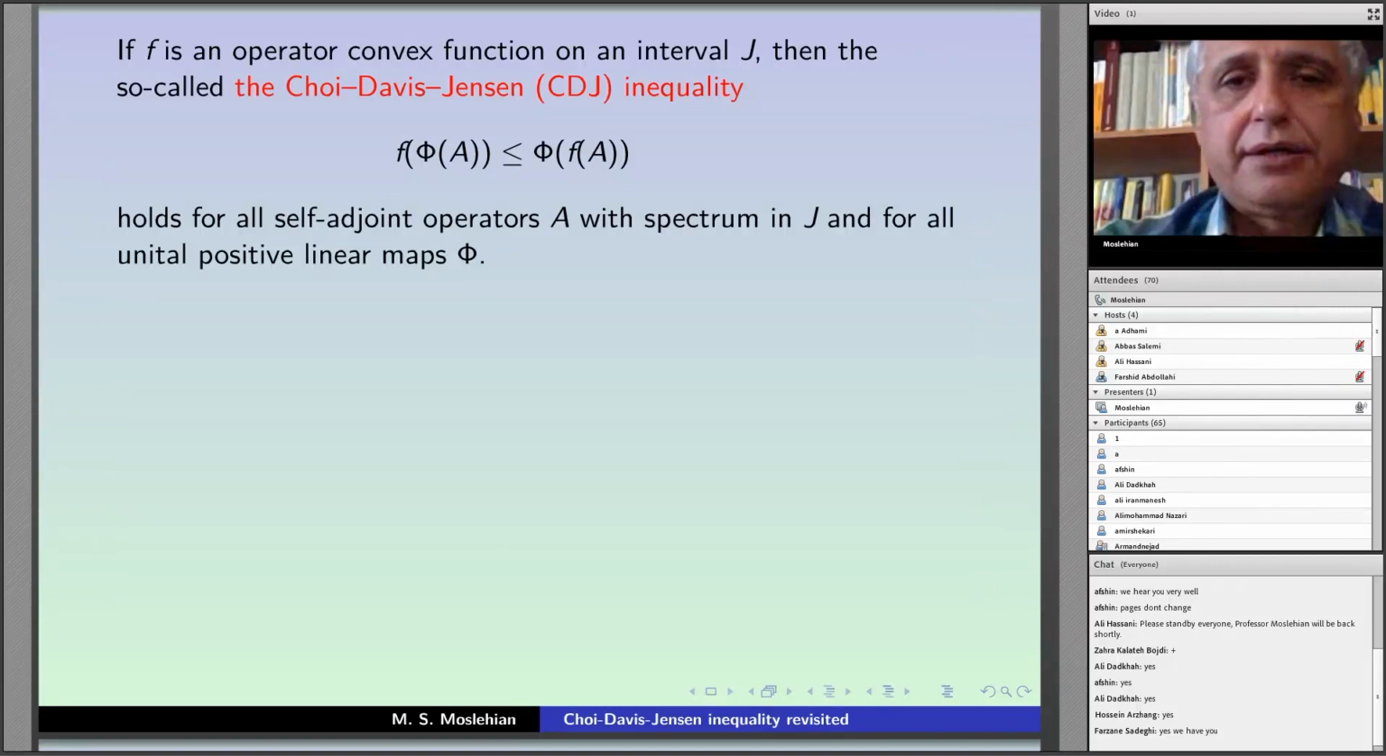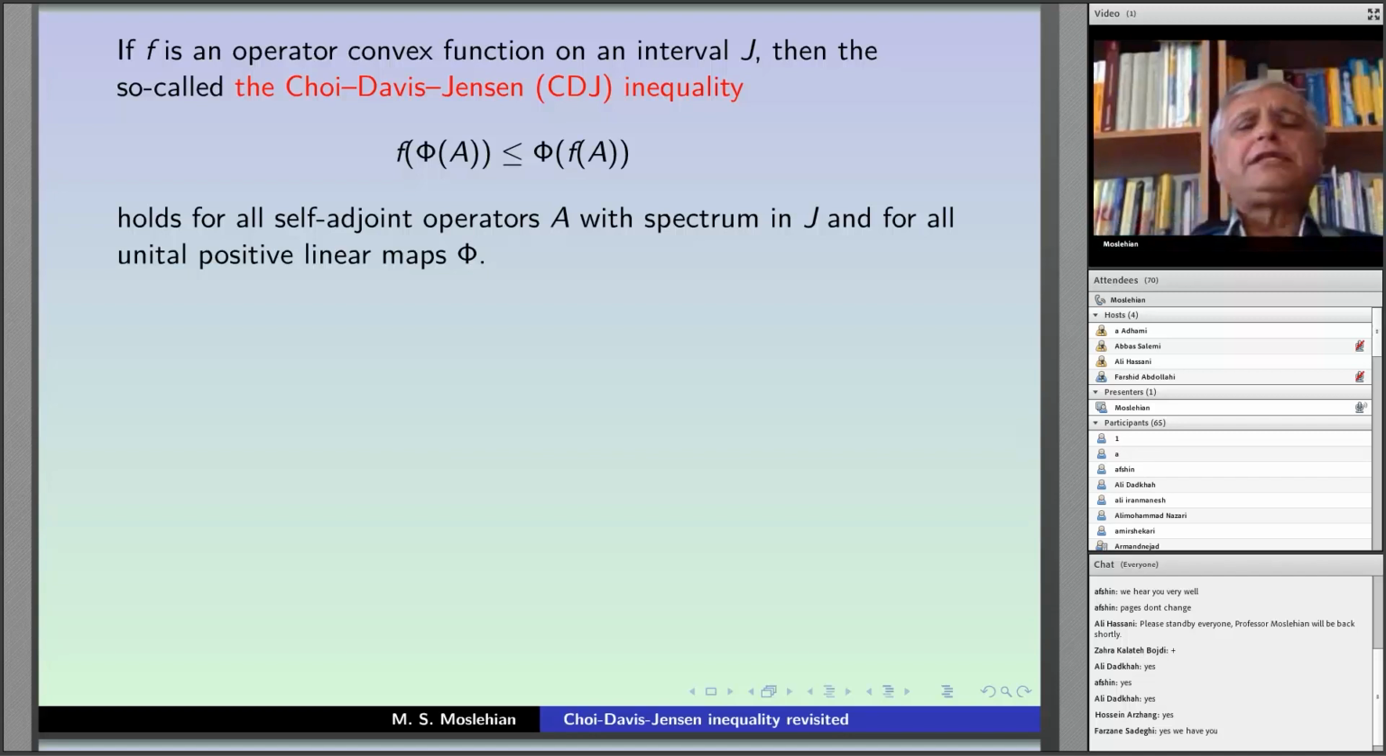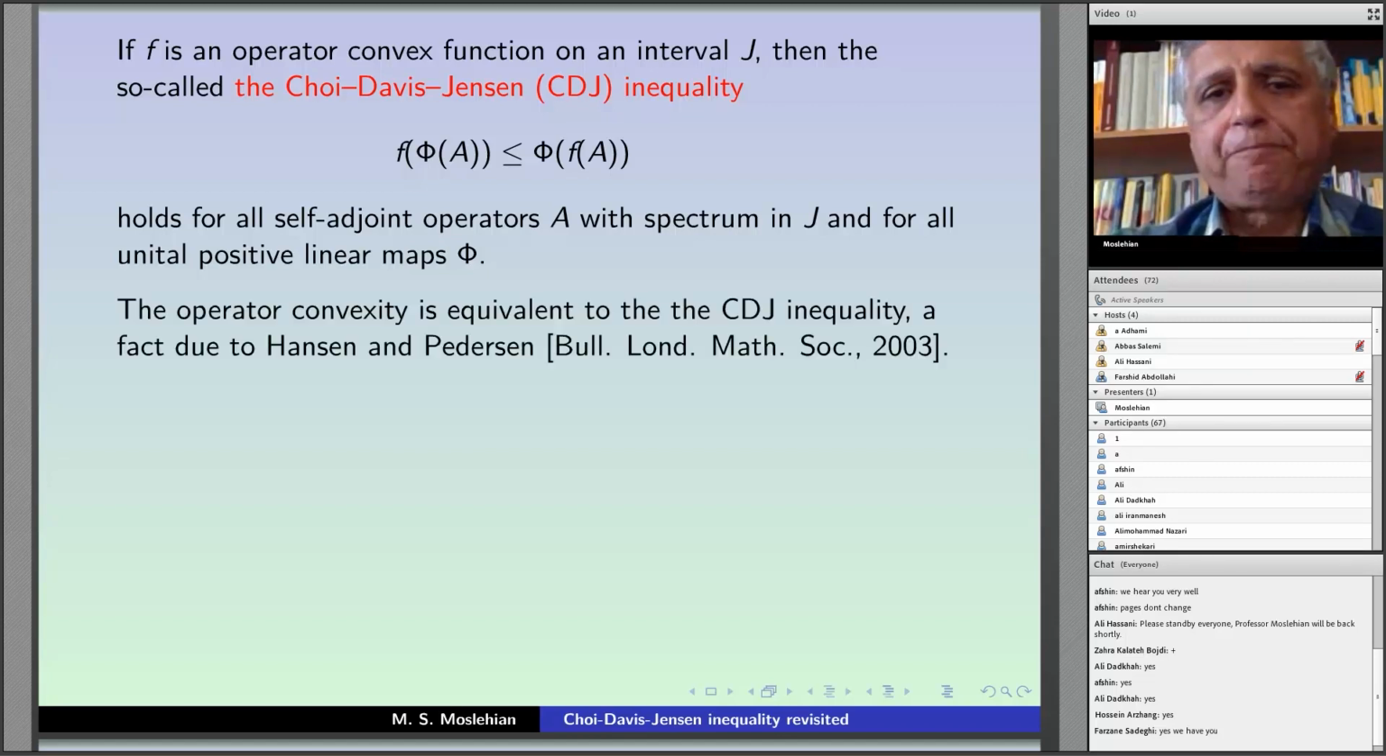If f is an operator convex function on an interval J, then the Choi-Davis-Jensen inequality states that this inequality holds, in which f is operator convex, phi is a unital positive linear map, and A is a self-adjoint operator with a spectrum in J. The operator convexity is equivalent to the Choi-Davis inequality. This fact is due to Hansen and Pedersen.